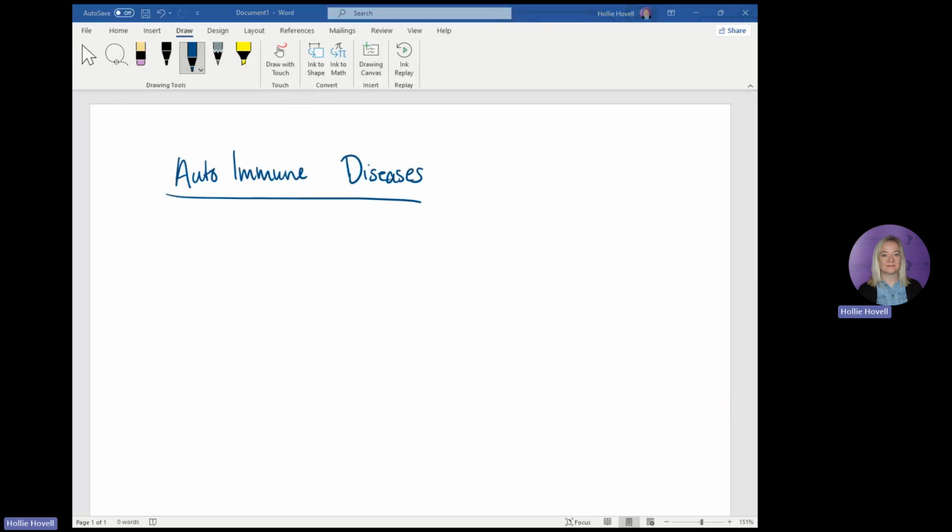Okay, so autoimmune diseases are when your immune system basically goes wrong and it attacks self cells instead of non-self cells. Okay, so your immune system attacks self cells. Normally it should attack non-self cells.